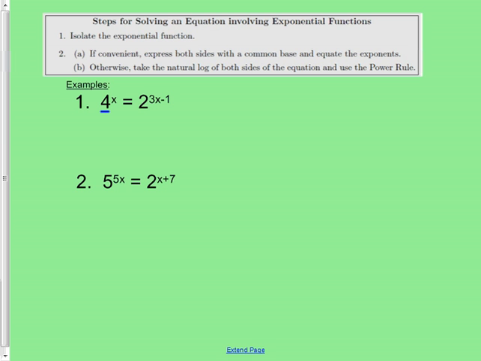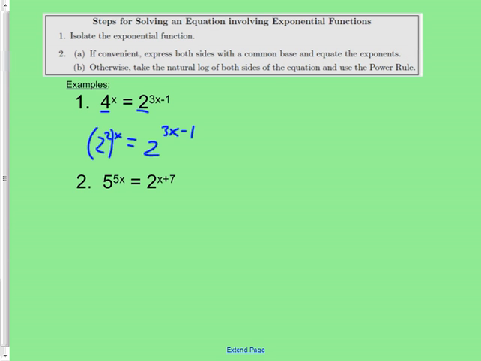Sometimes there's something really simple, like do you get that both those bases could be made into a base 2? As soon as both of them are base 2, it's easy. That becomes 2 squared to the x. Do you notice how that pretty much becomes 2 to the 2x? Equals 2 to the 3x minus 1.